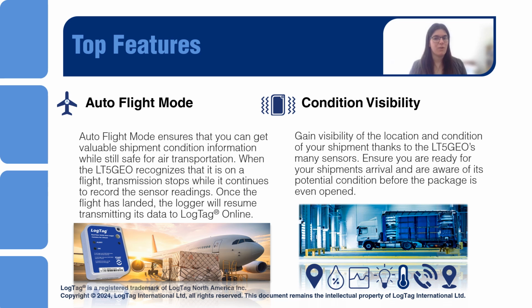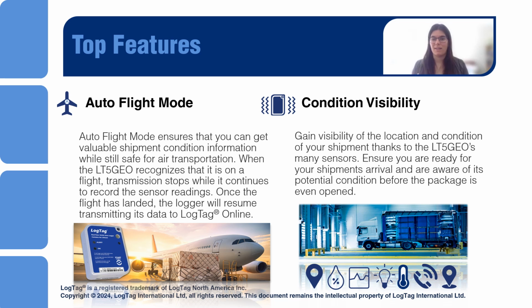Next two top features are auto flight mode and condition visibility. So auto flight mode means that, of course, you're going to be getting all of this cellular technology within the LT5GEO logger, and usually airplanes and cellular technology don't quite mix. So we've made sure that there is auto flight mode on the data logger so that it can still be safe for air travel. So we've already got it approved by various airlines, and that is testament to how safe this one is.